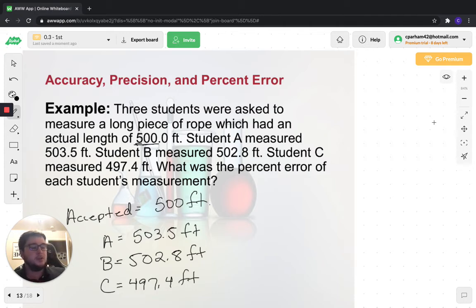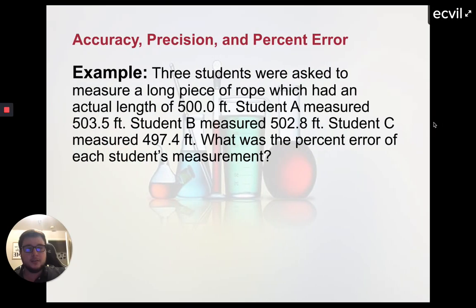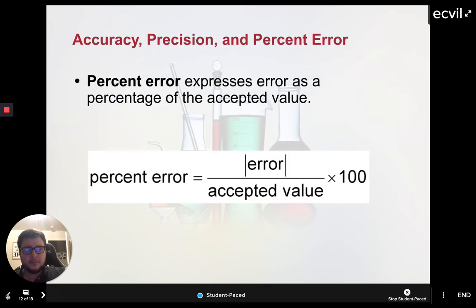All right, and then the question asks, what was the percent error? So I'm finding percent error of each student's measurement. Okay, so if I want to do that, I'm going to have to do the percent error calculation 3 different times. So let's do it for student A first. Let's just call it A percent error equals, okay? And if I go back to my formula, it is error divided by accepted value, okay?